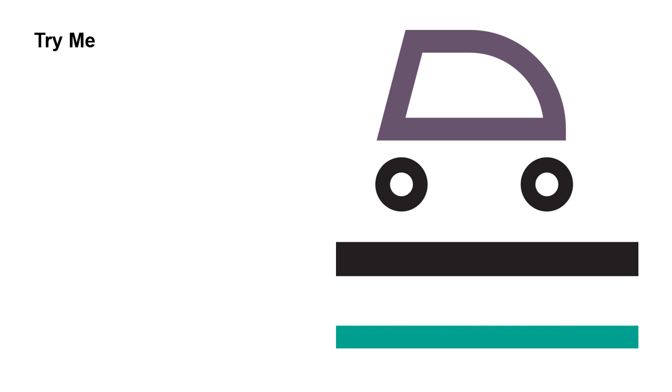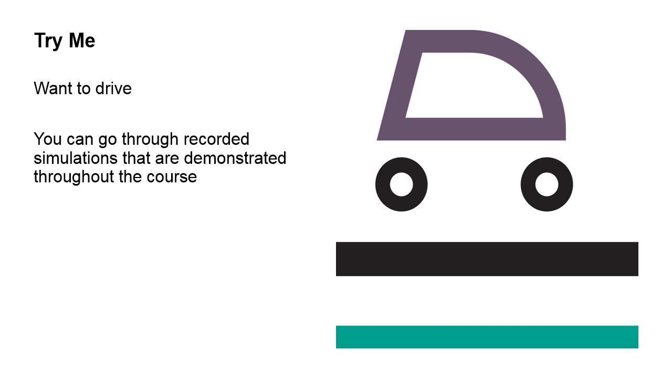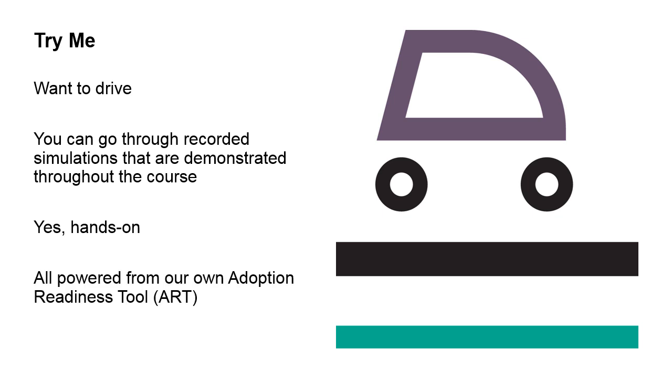Also within this course are try-me's. It allows you to drive, to test things out. There's a lot of simulations throughout the course showing you how things work, installing and administration. Well, you can actually do this. You can try it on your own. Yeah, it's hands-on. It's the next best thing to actually doing hands-on. It's very cool stuff. And this is all powered from our own adoption readiness tool, or ART.